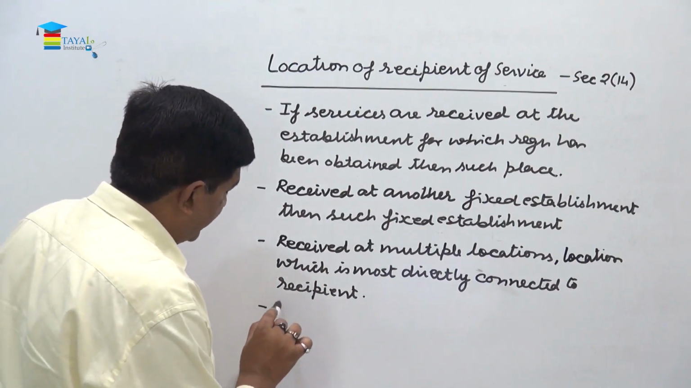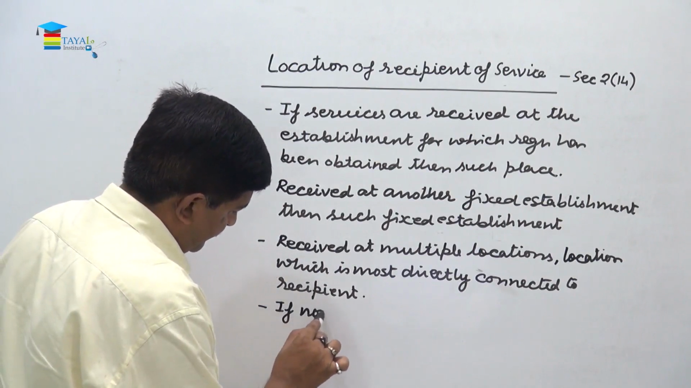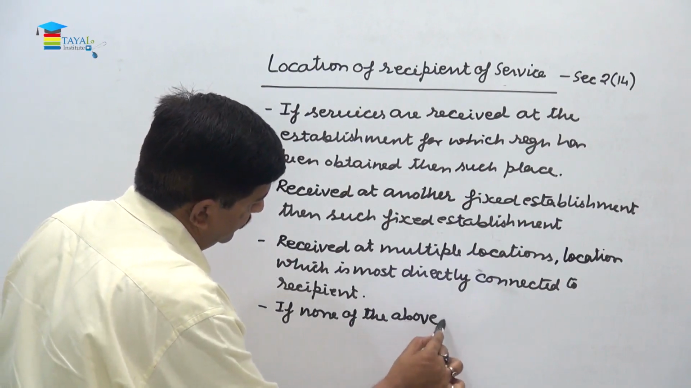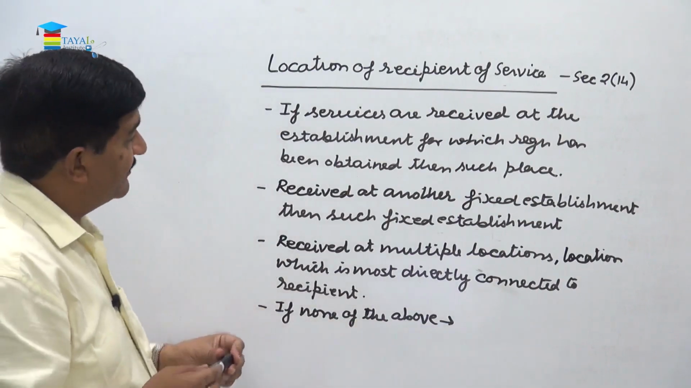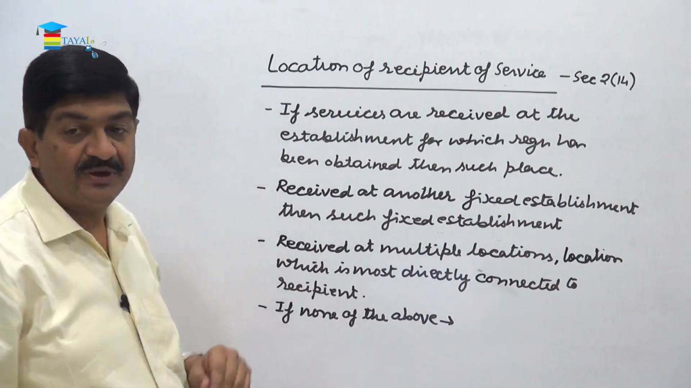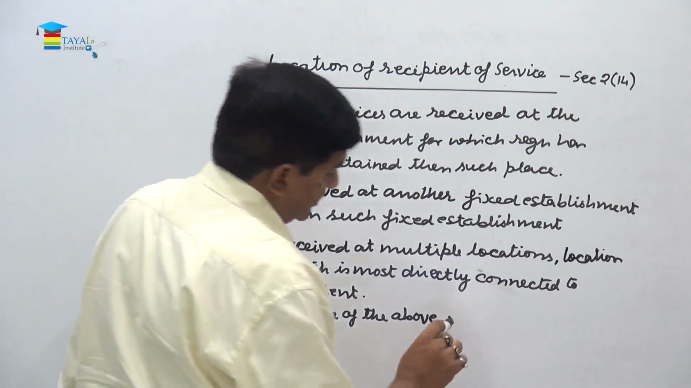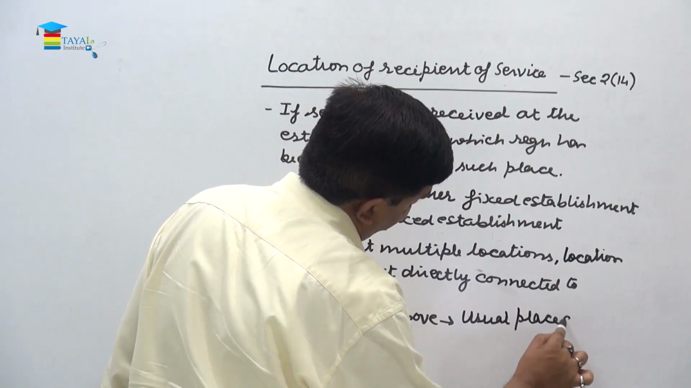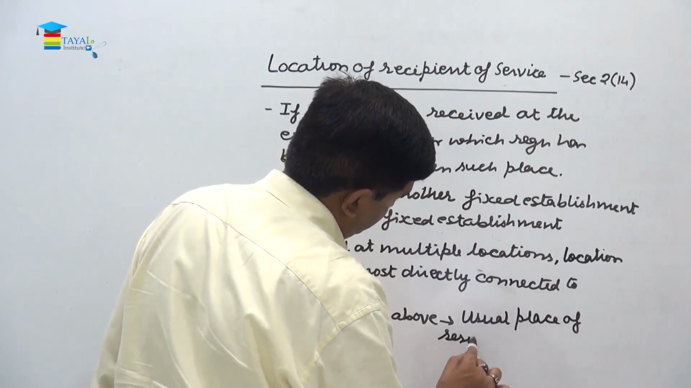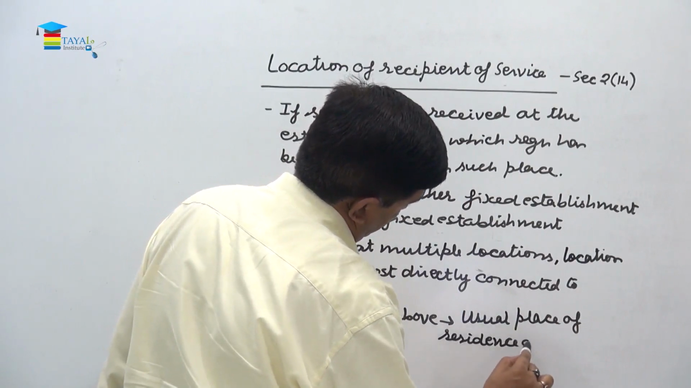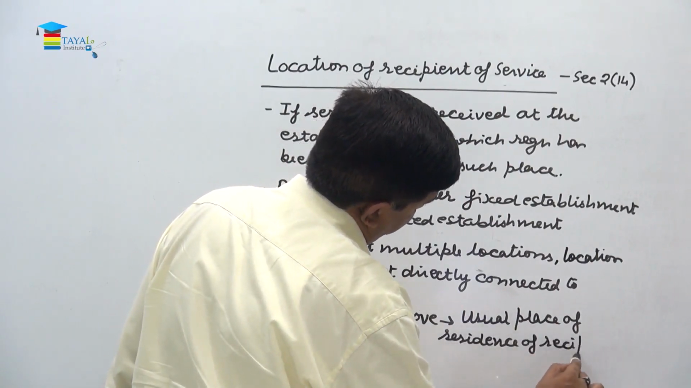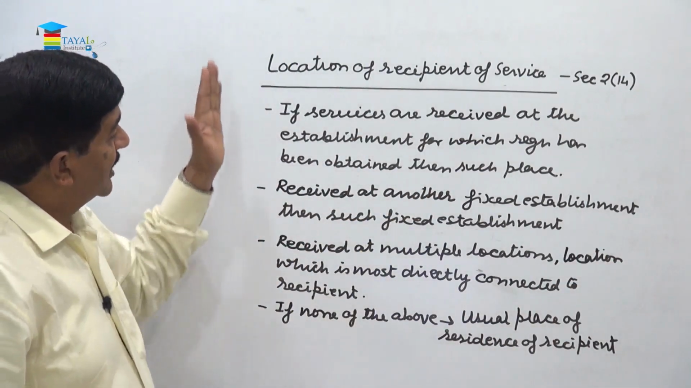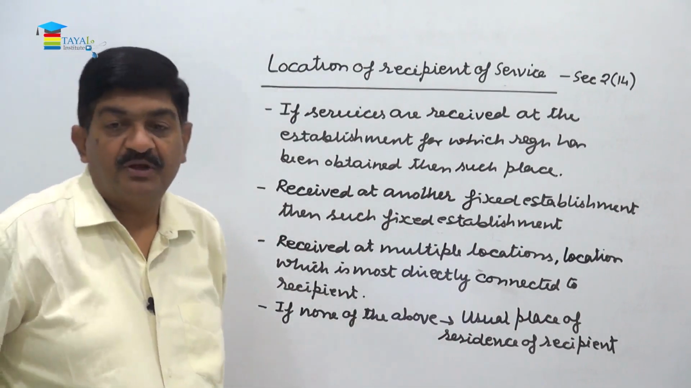And if none of the above, so the person to whom the services are being given is not a registered person, there is no fixed establishment, then what is to be done? This is the usual place of residence of the recipient. This will become the place of supply, or rather the location of the recipient of service.